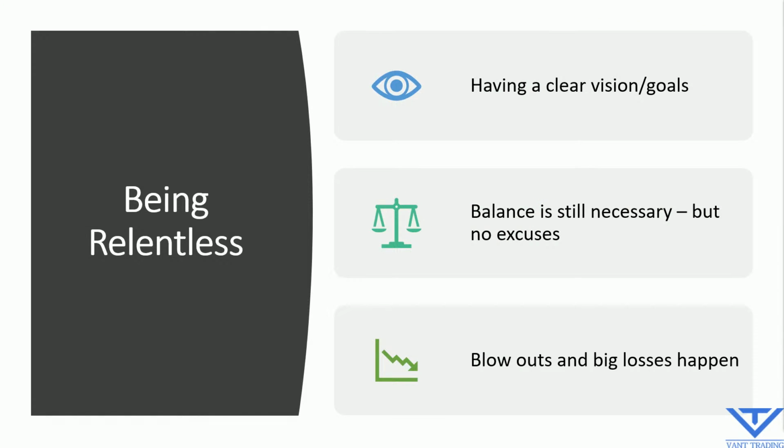Talking about being relentless, some things that really help is having clear vision and goals. We've talked about this. I'm not going to hit you over the head again with having a vision statement and stuff like that. You should know that by now if you've watched the other courses. I do want to say balance is necessary, but you can't use it as an excuse. Go to the gym, go for a walk, talk to someone, do whatever you need. And like I said, blowouts and big losses happen. I've seen the biggest and best traders make mistakes. We are not perfect. You're not going to be a machine at trading, but they are relentless through those mistakes.